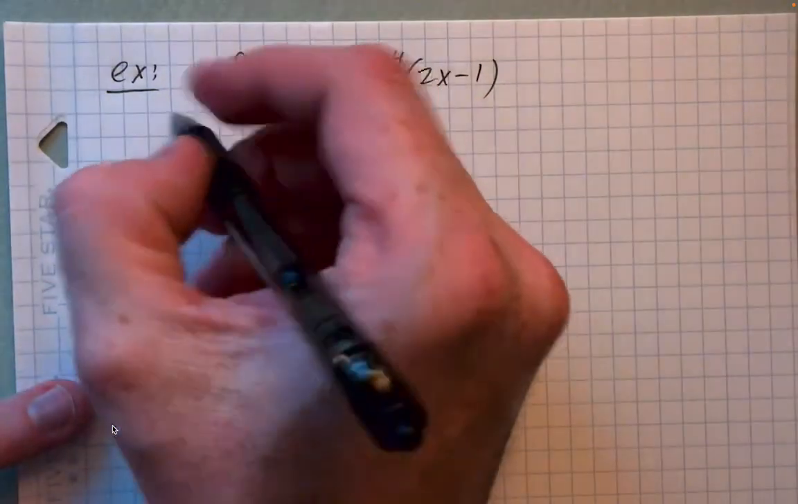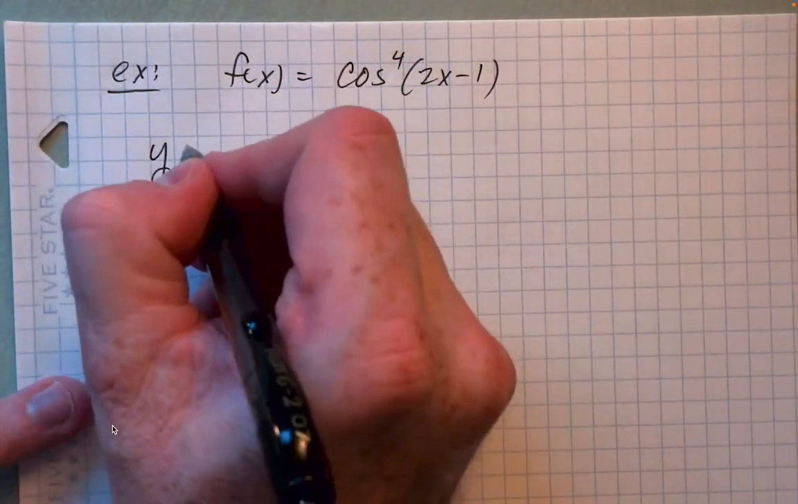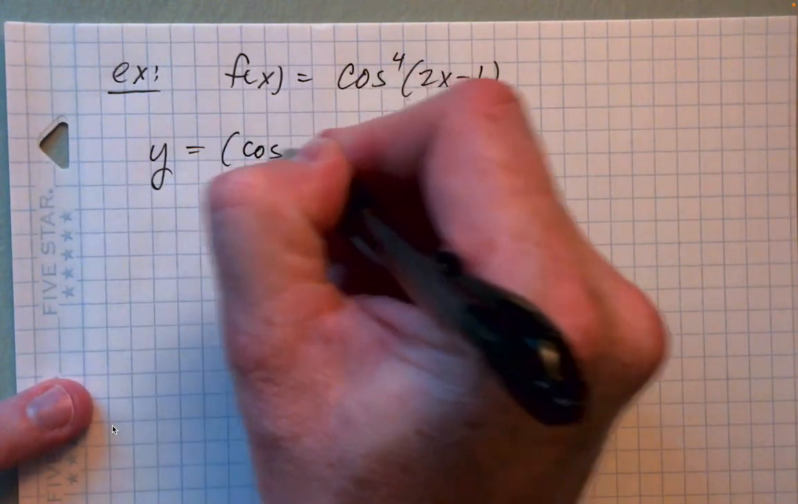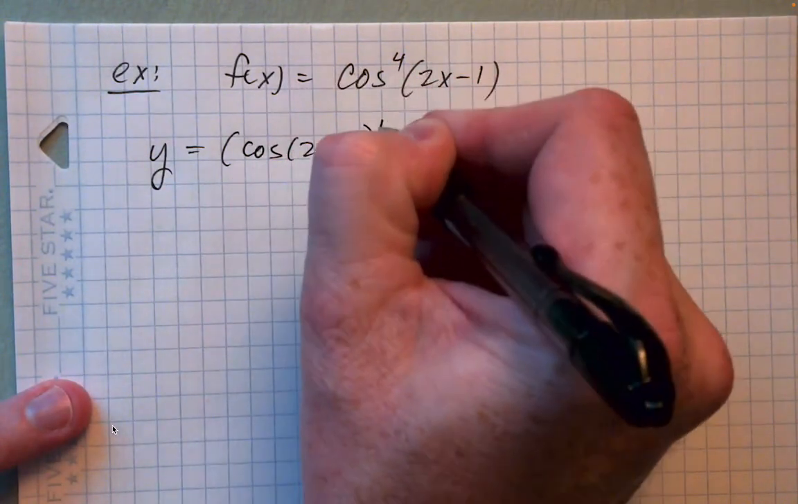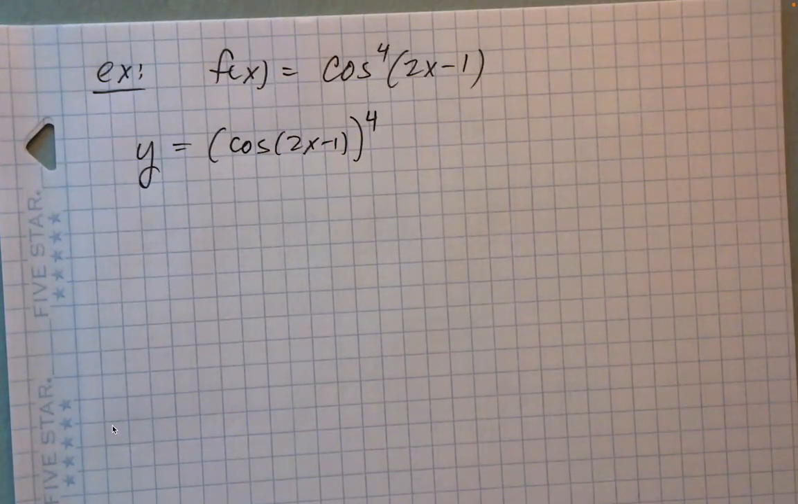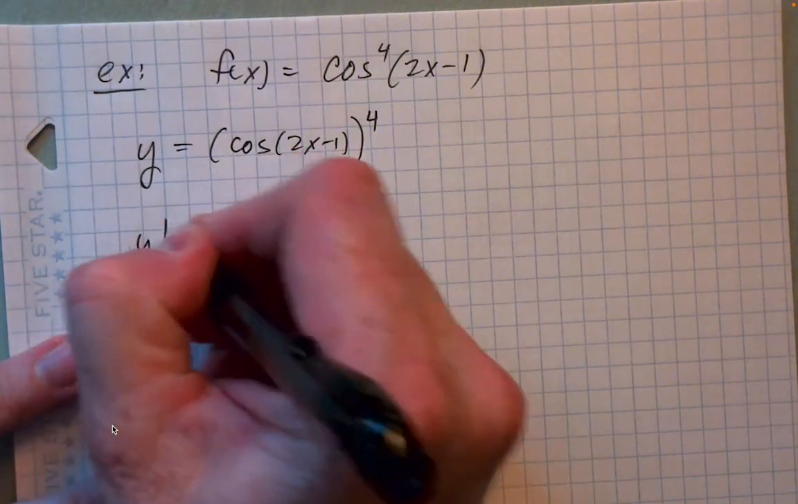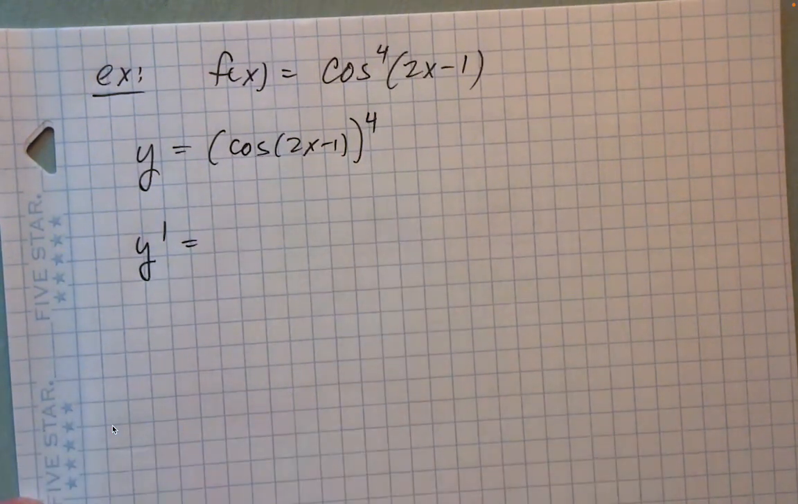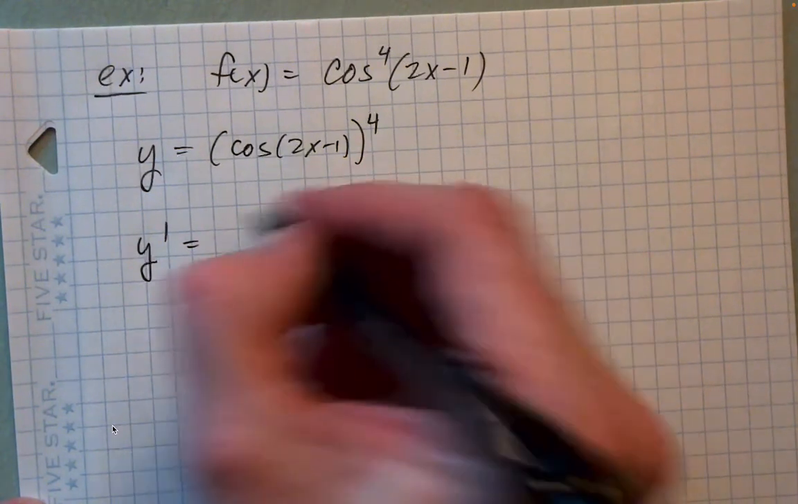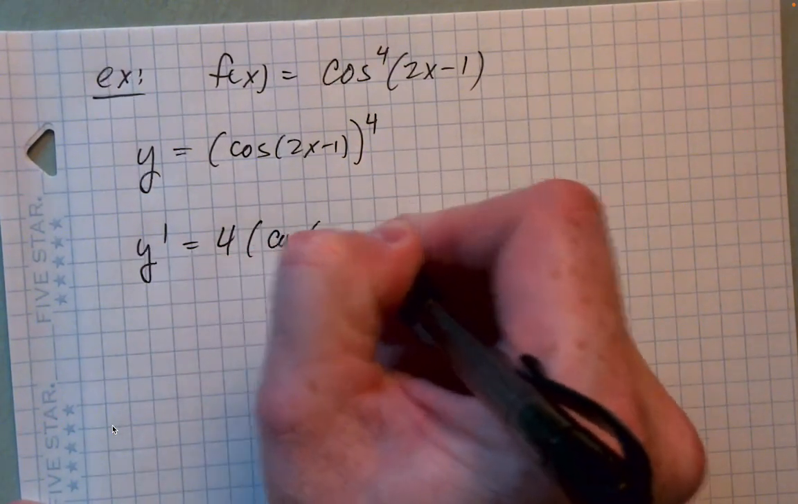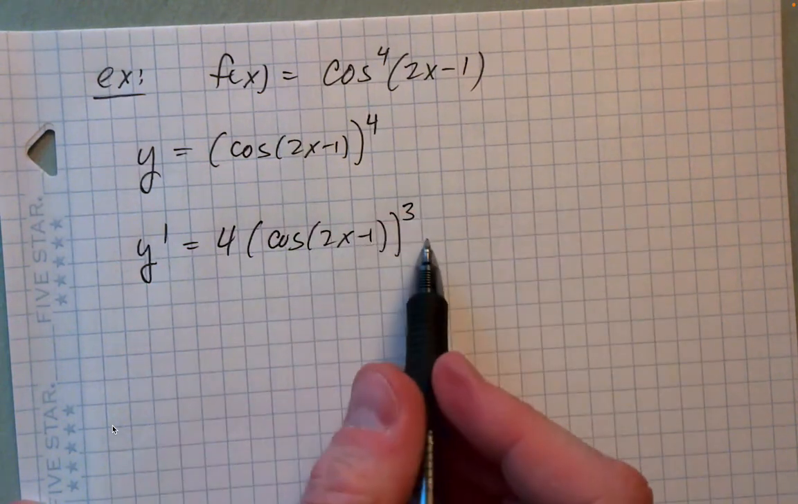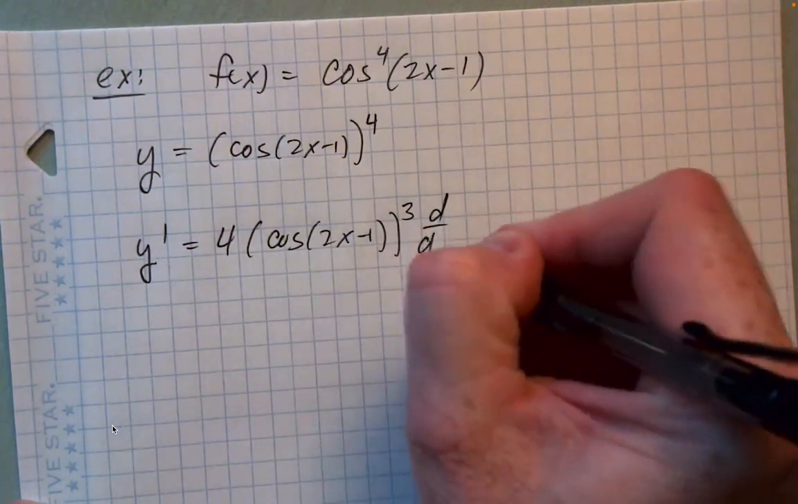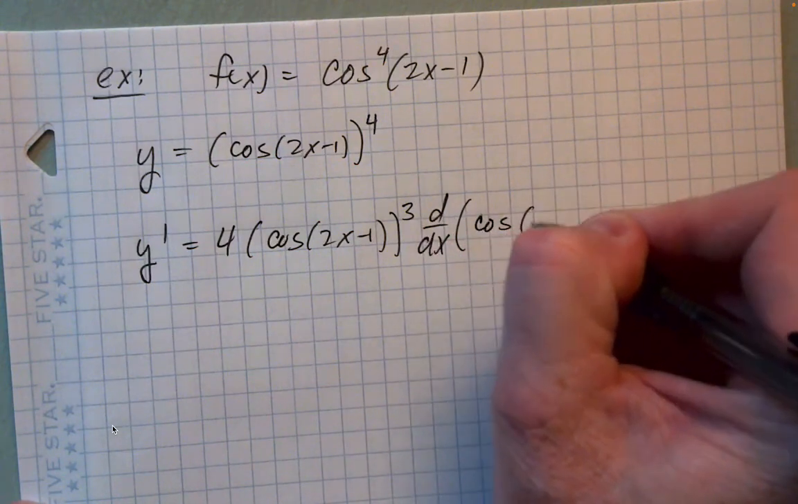All right, so notice here a better way to write this might be cosine of 2x minus 1, all raised to the 4th power. If you write it like this, it's very obvious that this is a general power rule and then a chain rule inside of that. So the y prime, I'm just going to use the newer notation. I'm going to try to switch over to that and give people some experience with that as well. So this would be 4 times cos of 2x minus 1 to the 3rd power, and then we have to differentiate the inside, times d dx of cos of 2x minus 1.